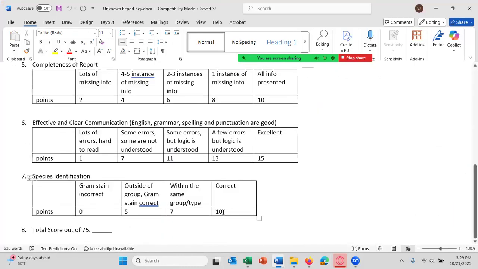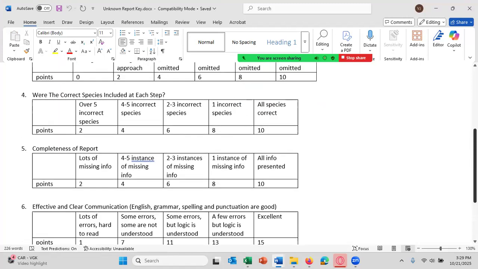You will be graded 10 points if you get the correct species. If it's a species that's similar, meaning in the same group, you get 7 out of 10. If it's not similar, but the gram stain is correct, you'll get 5 out of 10. If you get the gram stain incorrect, I've only had one student ever do that, they got 0 out of 10.